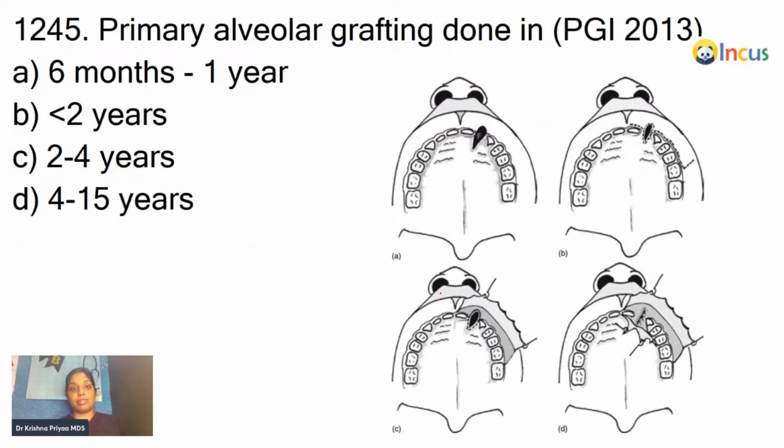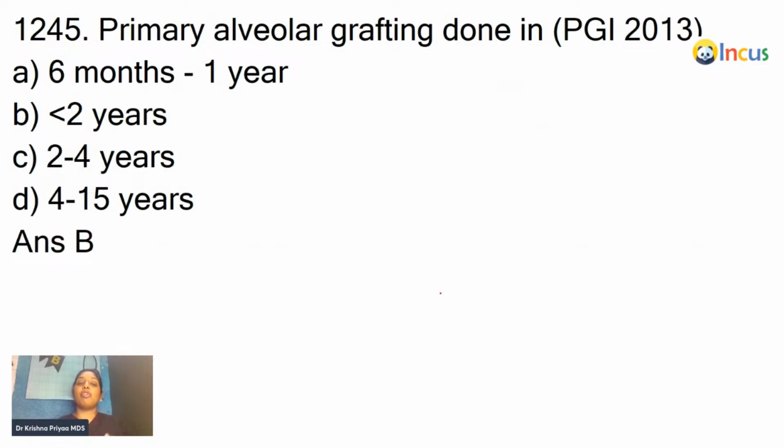Primary alveolar bone grafting is done at what time period? It is done before the age of 2 years, as I was mentioning earlier. Secondary alveolar bone grafting is done for the canine eruption, around 7 to 8 years of age, but primary is done before the age of 2.